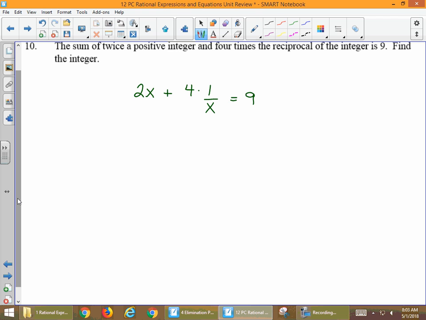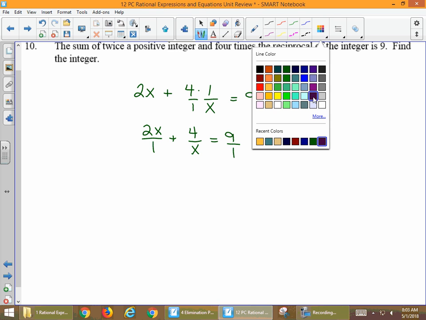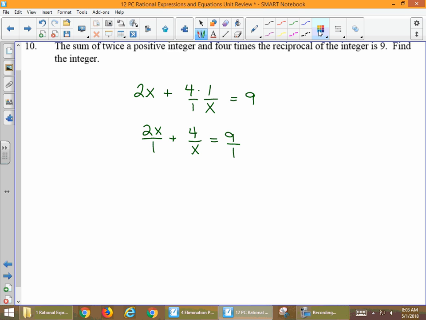And just like we did with the last problem, if you're working with a fraction, let's go all fractions. So 2x over 1. 4 times 1 here is 4 over x equals 9. And let's clear our fraction. So what are we going to multiply everything by? We're going to multiply everything by x, because x is our denominator. Again, parse this out in your brain. This is different than finding a common denominator. This is clearing the denominator.